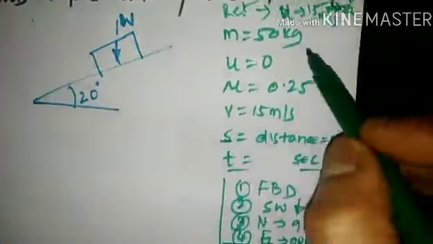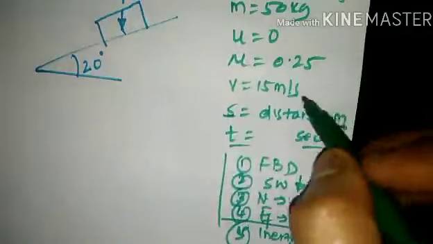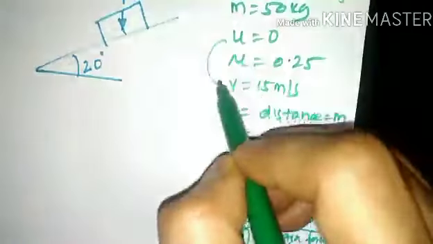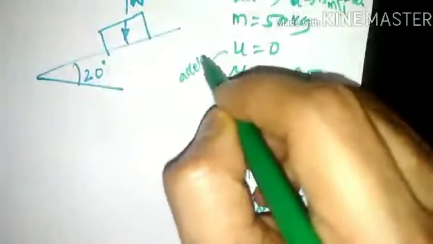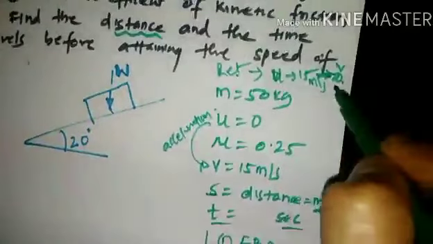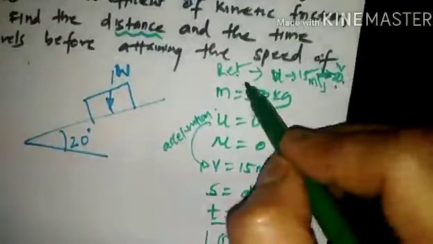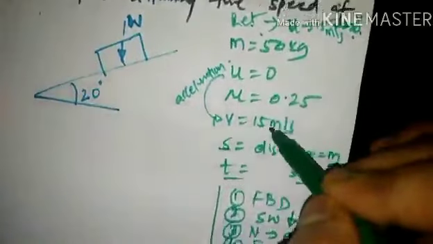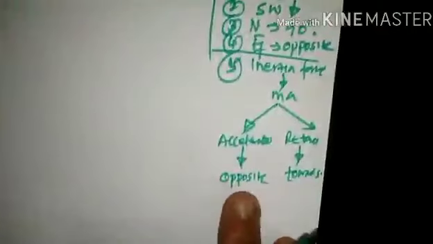But here the case is different. Here the initial velocity is 0 and it gradually increases to 15 meter per second. So this is a case of acceleration, wherein the velocity is gradually increased. In the earlier case, the velocity gradually reduced, what we call retardation. When the velocity gradually increases, we call it a case of acceleration. So in case of acceleration, inertia force will be opposite to the movement of the body.